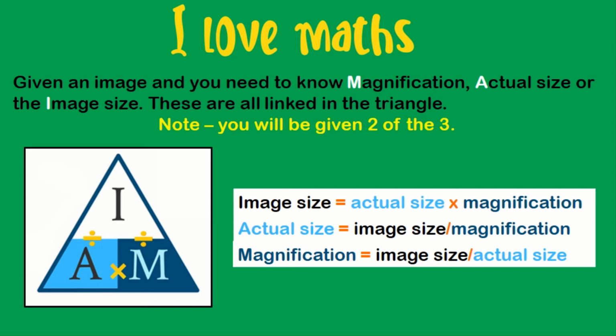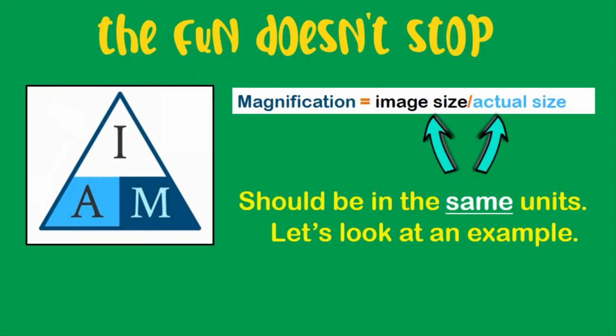They might try and catch you out by saying, what's the image size? And you might just have to use a ruler and measure it. So, don't forget you've got a ruler and you've got common sense. Now, the trickiest one is this, it's magnification. To find that out, you do the image size divided by the actual size, but they have to be in the same unit. So if the image size is measured in millimeters, but the actual size is in micrometers, you have to put them into the same unit first.